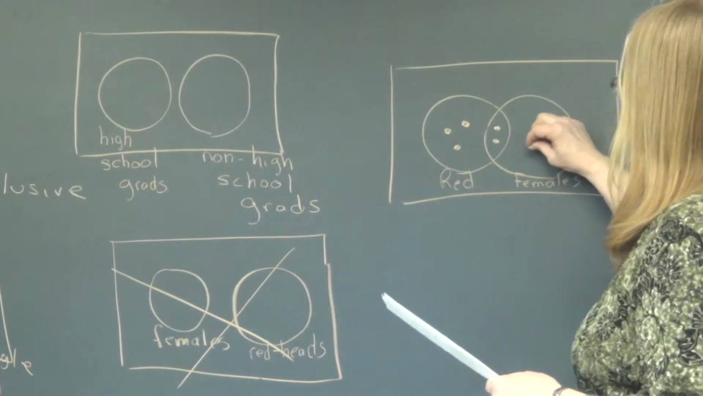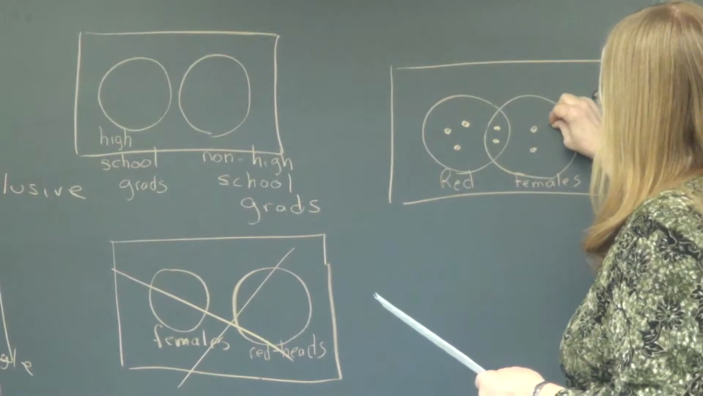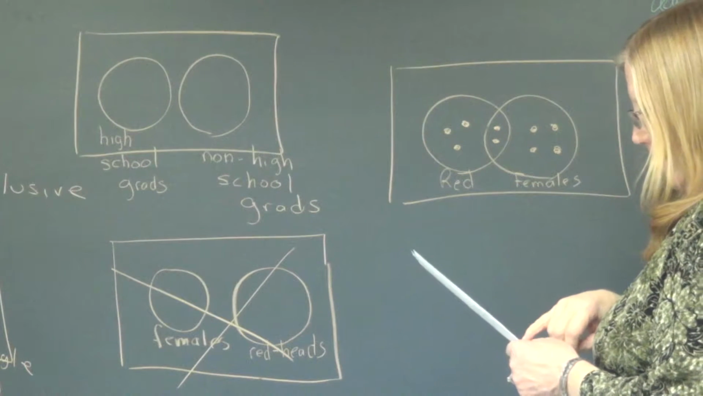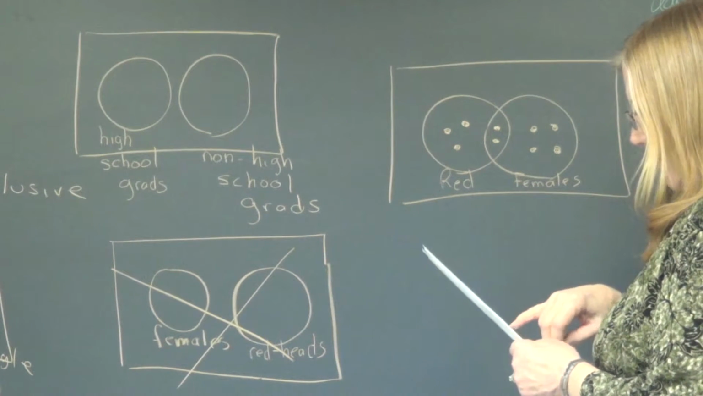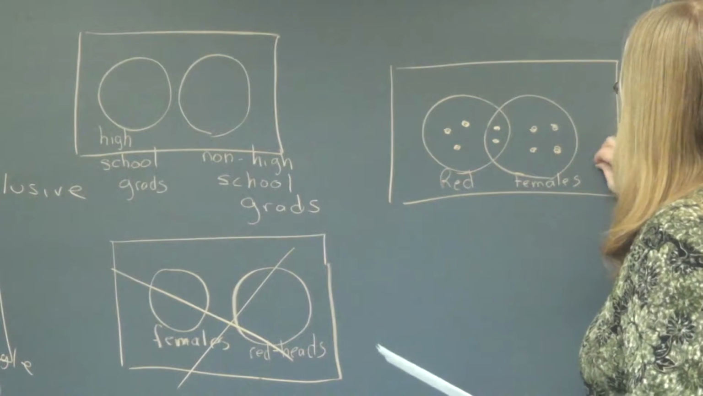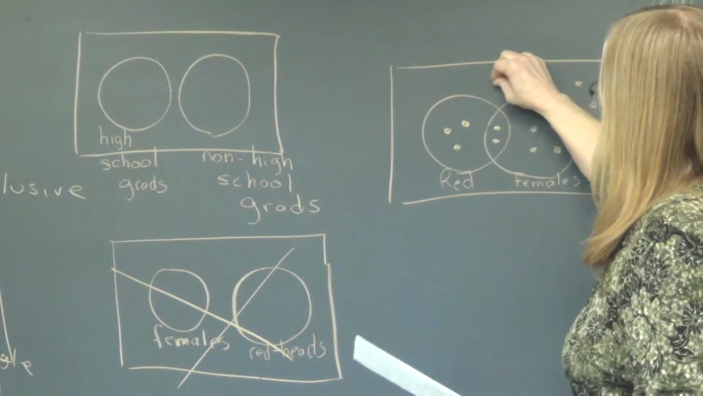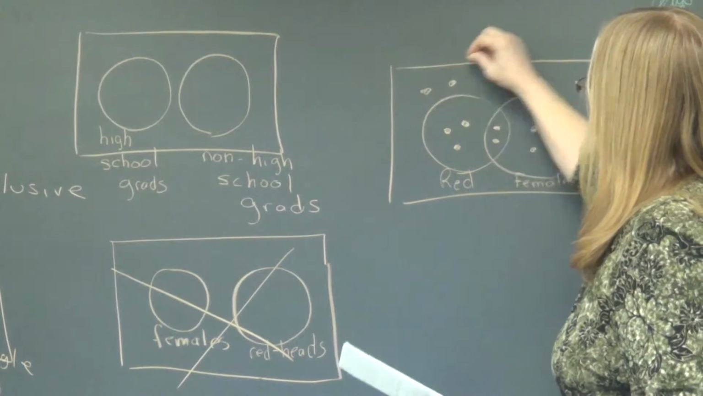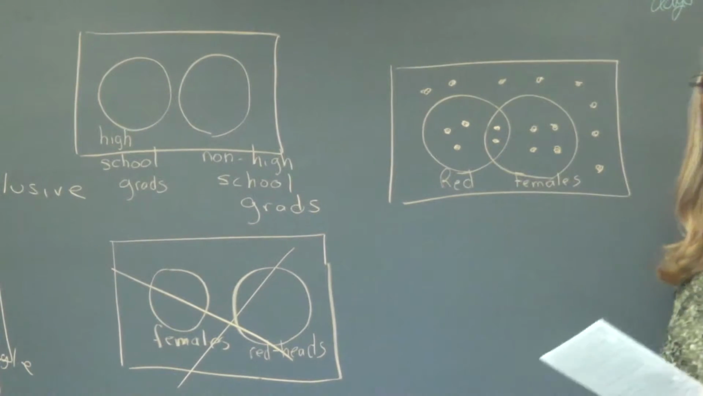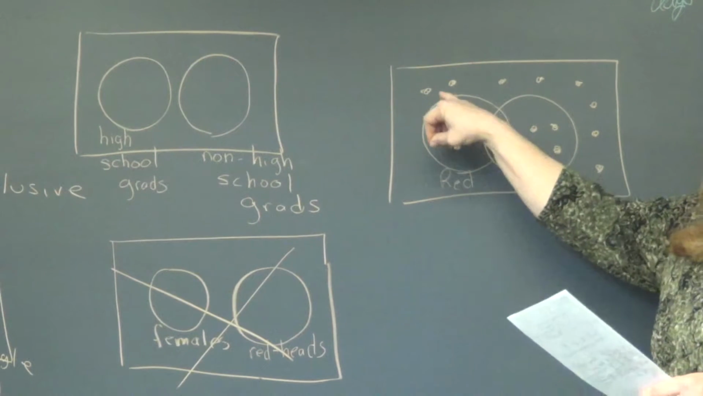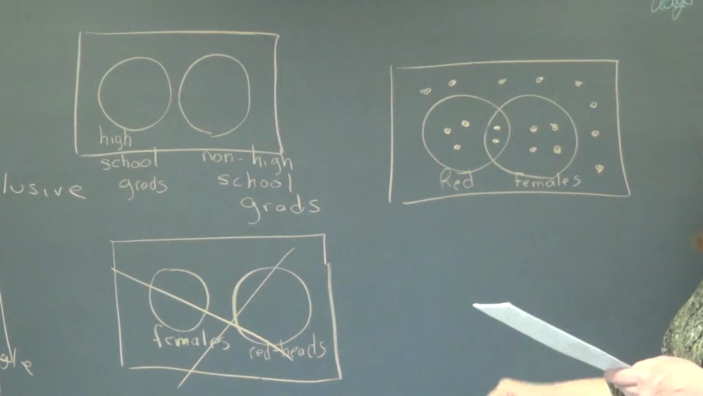In this section, 4 dots. And we'll discuss that. And then outside of them all, how many do I have? 1, 2, 3, 4, 5, 6, 7, 8 dots on the outside of them all. Alright, so have you set it up like I did? 3, 2, 4, 8 in the sections.